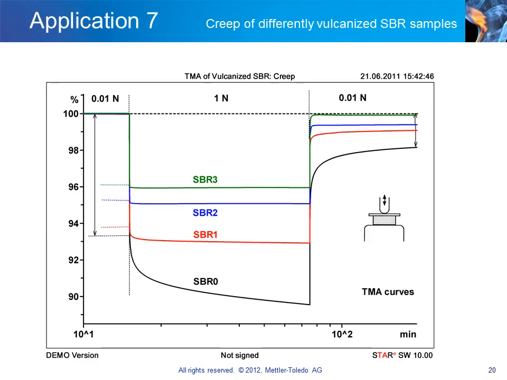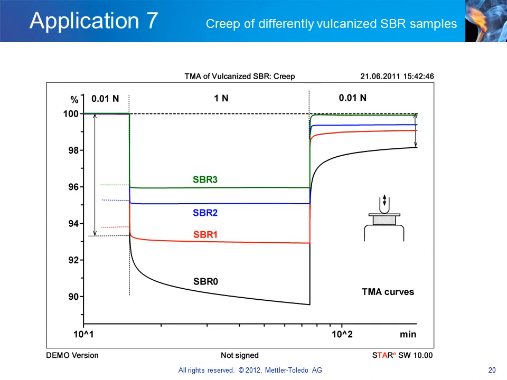Furthermore, the SBR0 sample has the largest irreversible deformation component. This is shown by the black arrow on the right of the diagram. The creep recovery segment, however, would have to be appreciably longer to observe the complete recovery. The SBR1 and SBR2 samples still show a certain amount of viscous flow, whereas in the SBR3 sample, this deformation component is practically no longer observed due to the high degree of cross-linking.